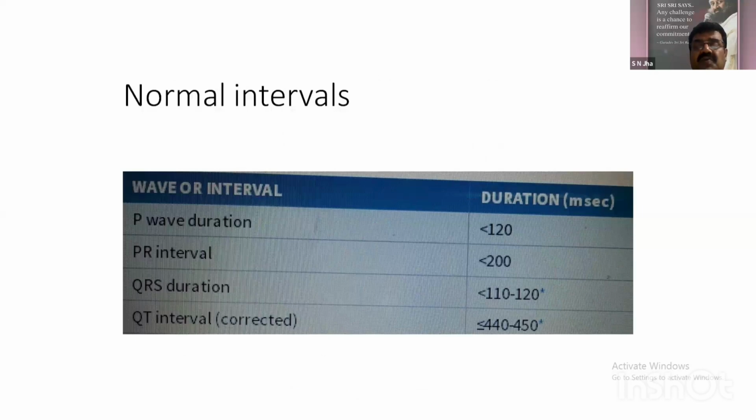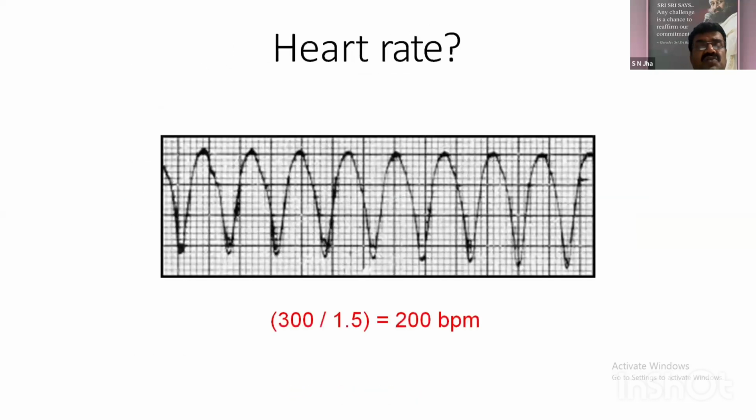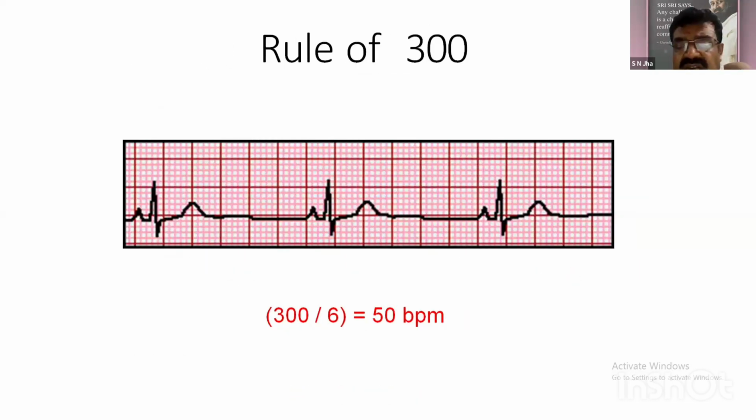Normal QRS duration is 0.08 to 0.12 second. Here 0.11 is written, but we say that it is 0.08 to 0.12 second. That is 2 to 3 small squares. Here it is in less than 3 small squares. So the QRS duration is normal.